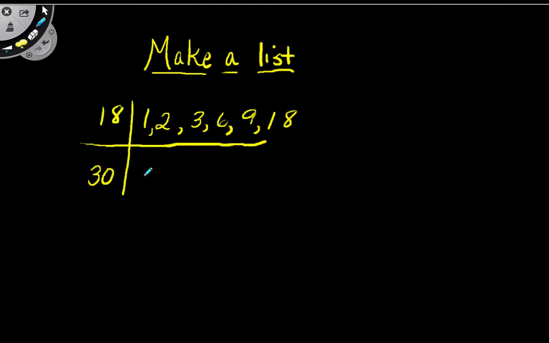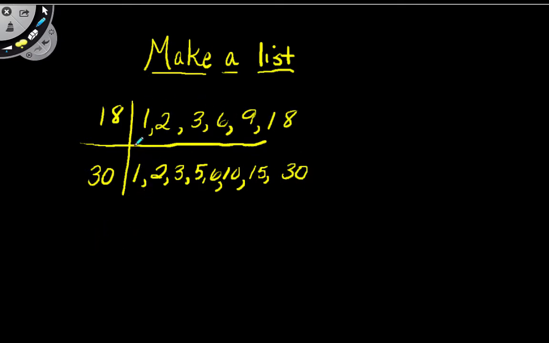Now we're going to do 30. First I have 1 times 30, and then I know that 2 times 15 equals 30. Then I have 3 times 10. And finally, I have 5 times 6. So we have our list of factors, and the reason I like doing this is because you have your factors ordered from least to greatest this way, and it helps you see what your greatest common factors actually are.